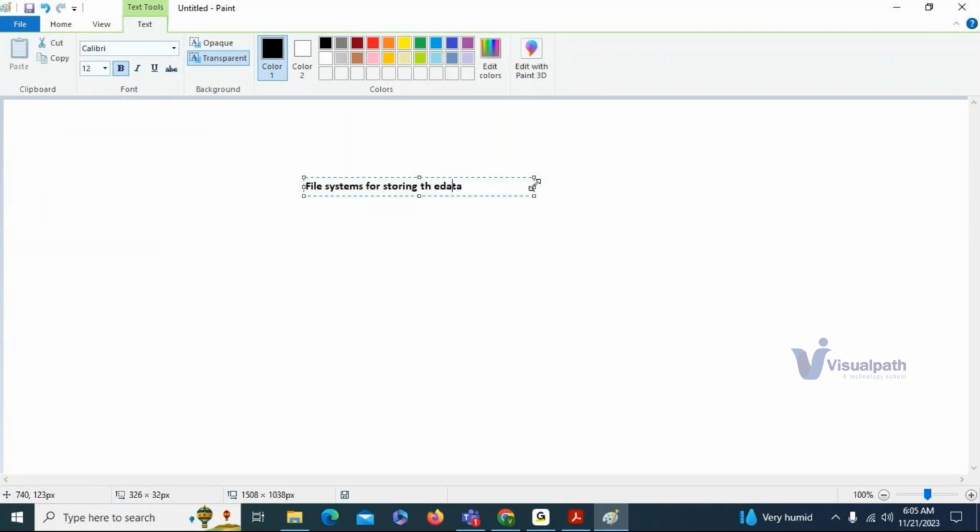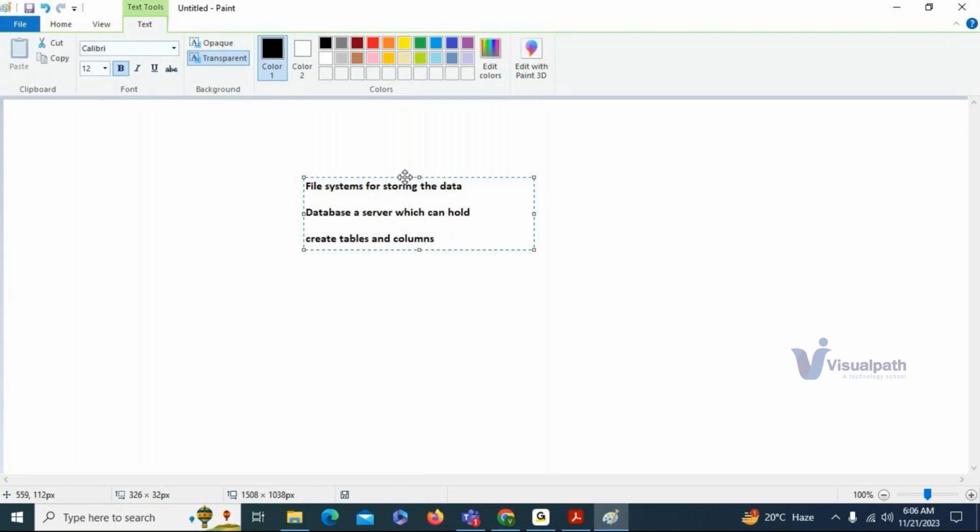Slowly and gradually, sharing the file system again and again became difficult. So they started using a database, a server which can hold the data. In the database, we used to create tables and columns. But with this, it was not sufficient.